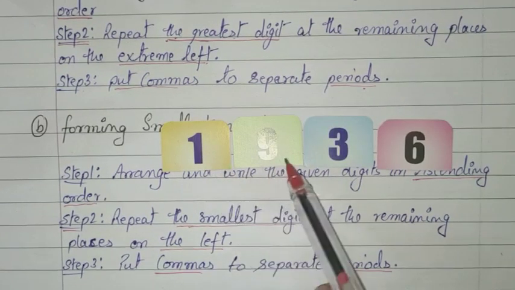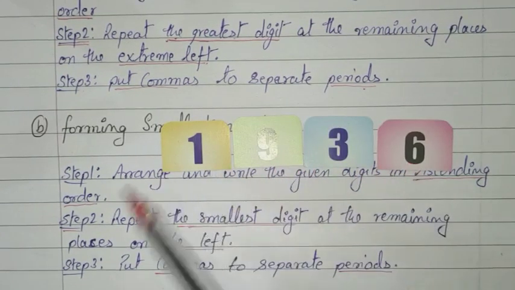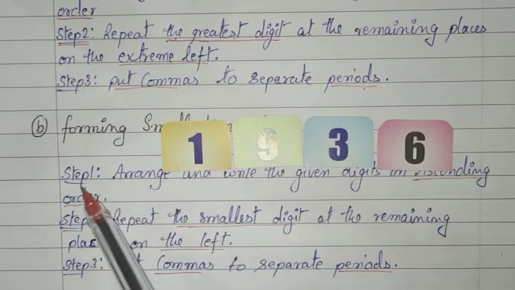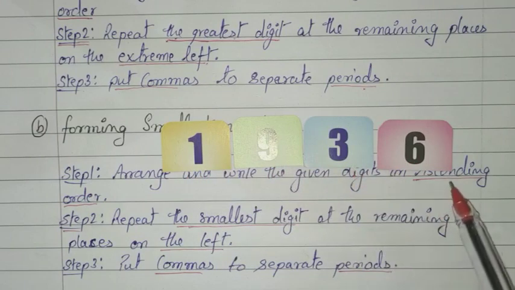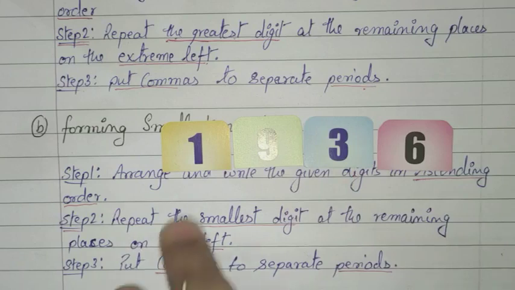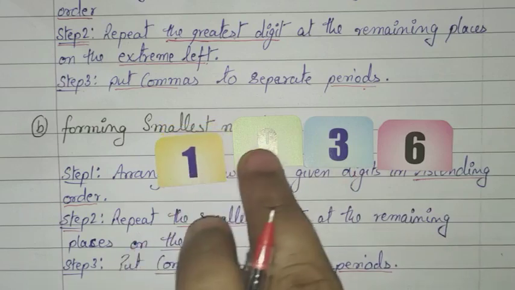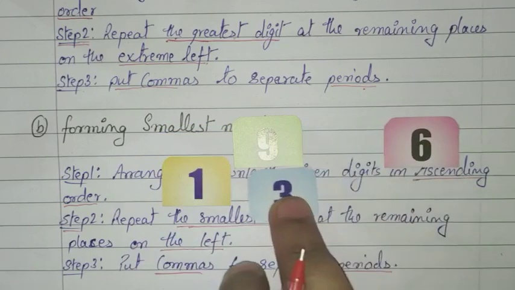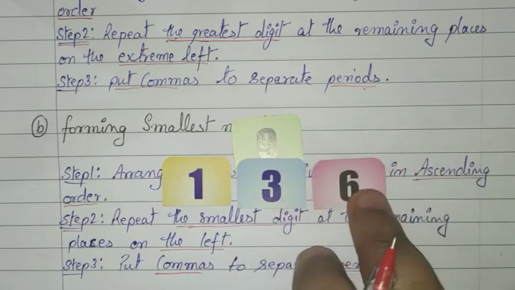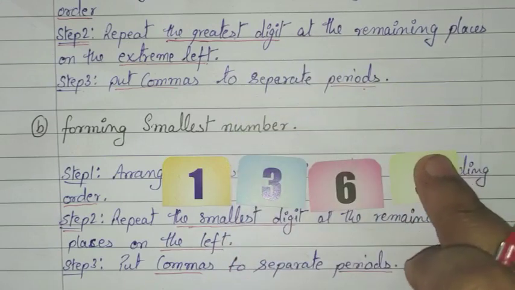Again you have 4 digits and you have to form the 5-digit number, the 5-digit smallest number. According to our step 1, arrange the given digits in ascending order. For ascending order, you have to put the smallest number first, then followed by 3, then followed by 6, and then followed by 9.